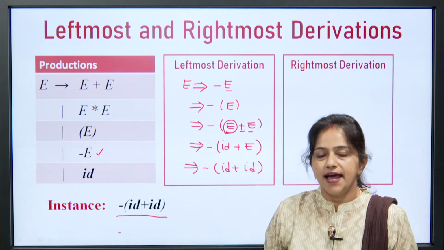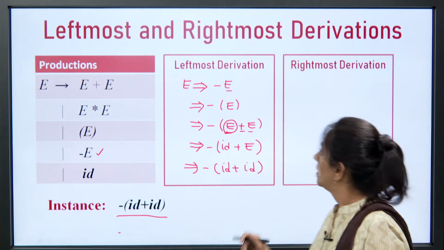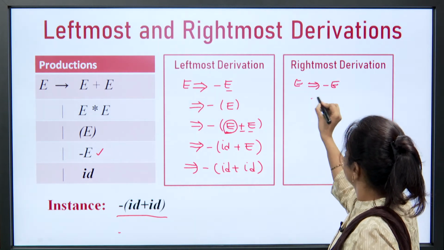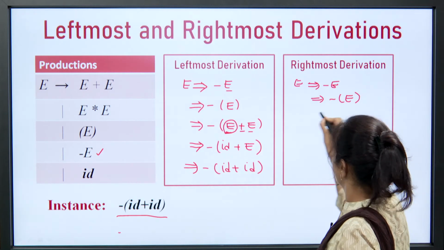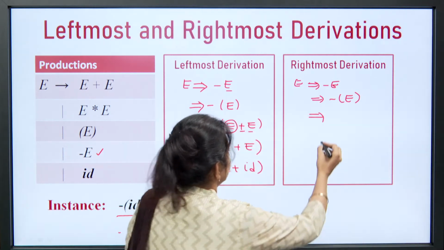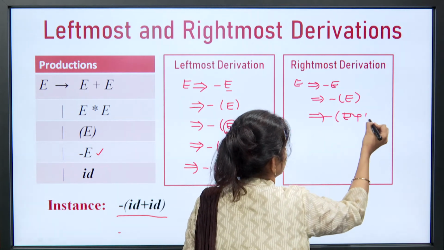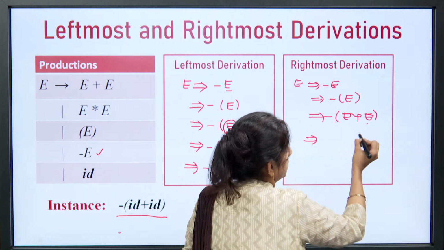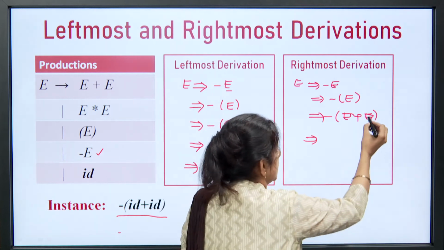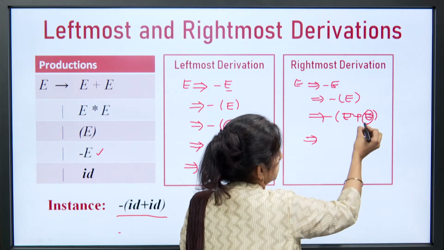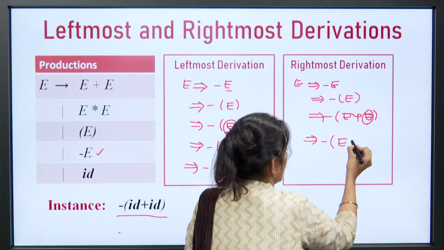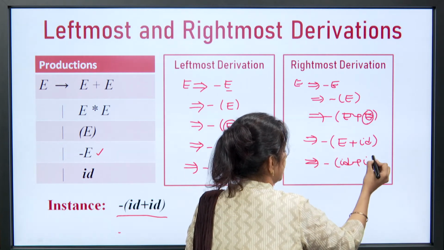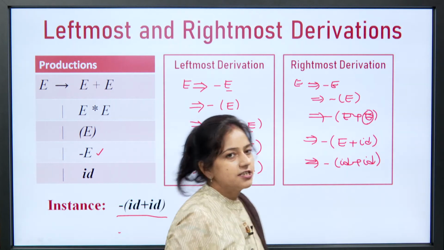Now, next is rightmost derivation. Again E derives minus E, then this derives parenthesization of E, and then this derives parenthesization of E plus E, right. Now here we will scan from right to left, and the non-terminal that we get first should be replaced first. So here it is this one. So this is the rightmost non-terminal. Here we will get E plus id and then minus id plus id. So this is the derivation using rightmost derivation.